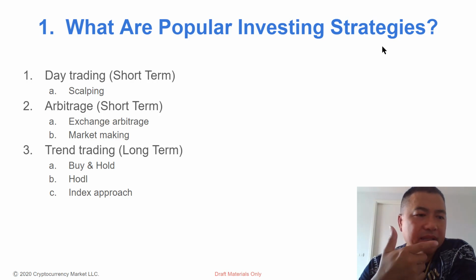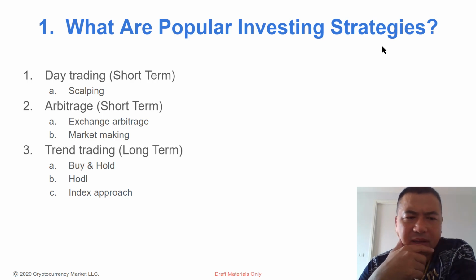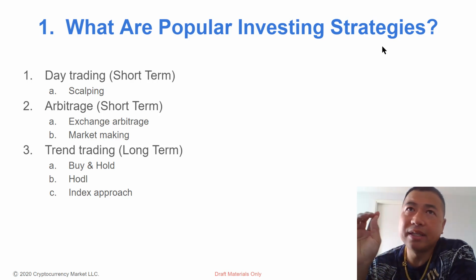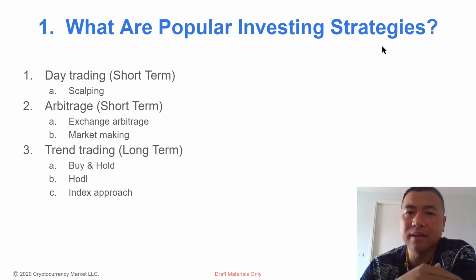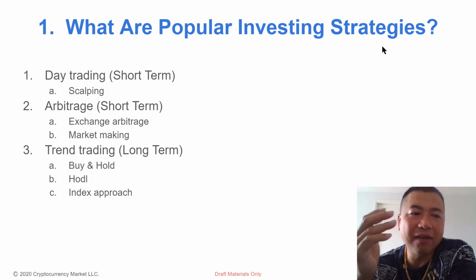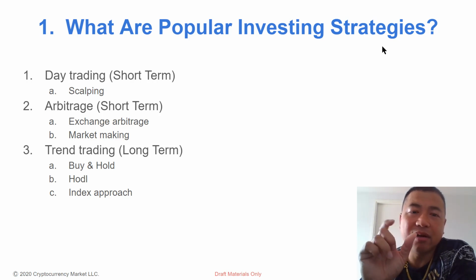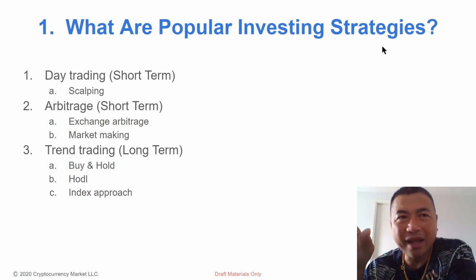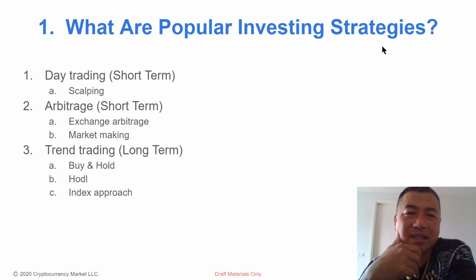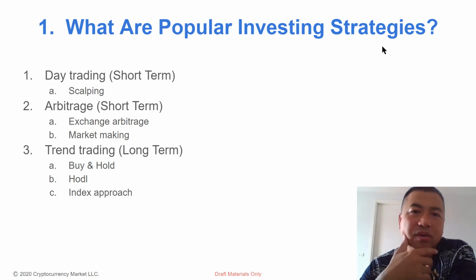Okay, so the second type of trading is arbitrage, and this is a short-term type of trading. This is where you see the price of Bitcoin, for example, at one exchange might be $10,000, and at another exchange it might be $9,500, and there's a $500 difference there, and that's called the spread. And then you try to buy it at the exchange for $9,500, and then turn around and sell it at the exchange that has it for $10,000. So that's one type.